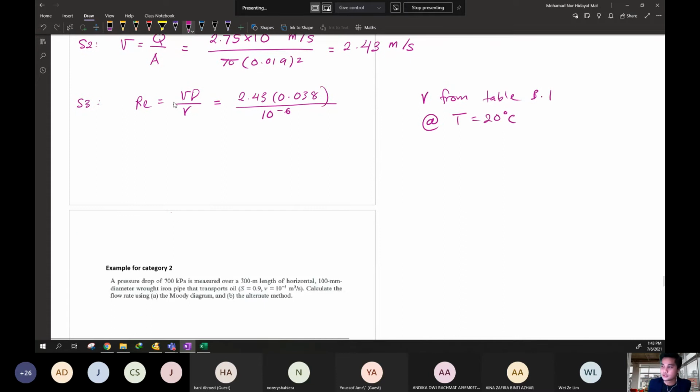Okay. So, upon calculating this, you will get the Reynolds number equal to 92,300. Okay, this is definitely turbulent, because this value is more than 2,000. 2,000 is the critical Reynolds number.